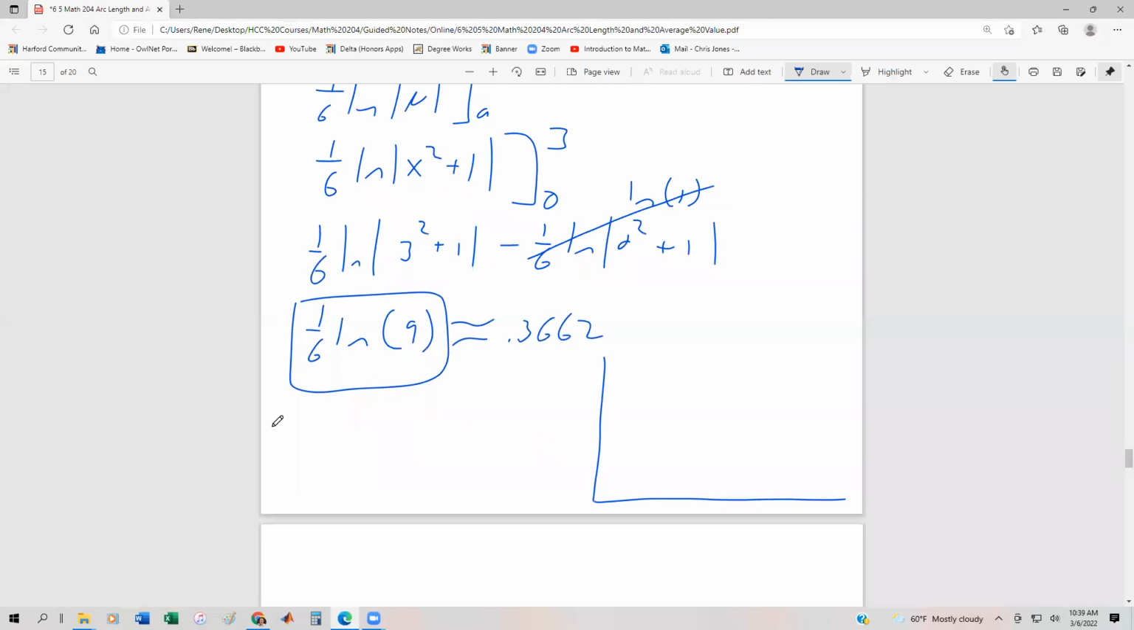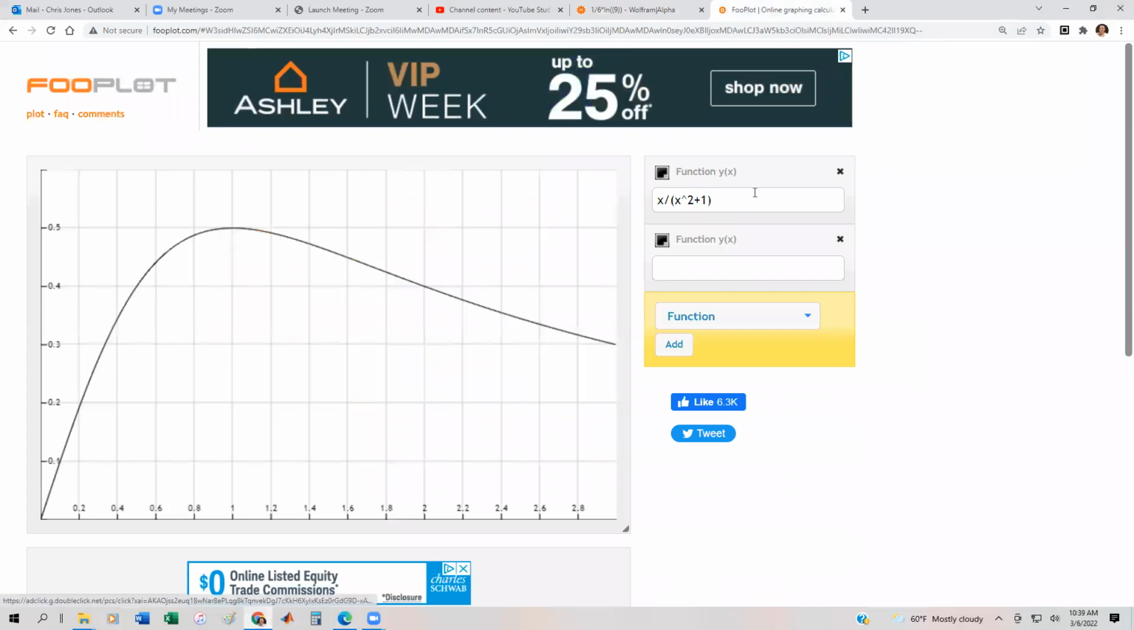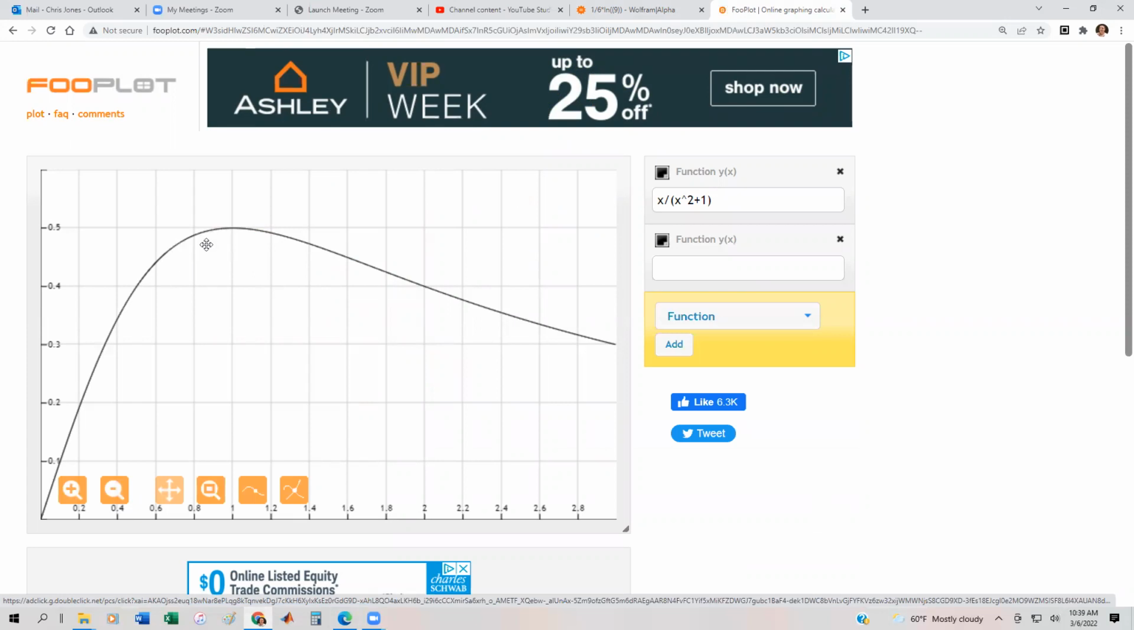So I'm going to go to Fooplot. And in Fooplot, when I graphed x over x squared plus 1 from 0 to 3, it looks like this. I did have to change the y value a little bit. And remember, we got the value 1/6 times ln of 9. Now let's see if Fooplot likes that, which it does. Remember that was like 0.3662 or something like that. So this is the graph of the average value.